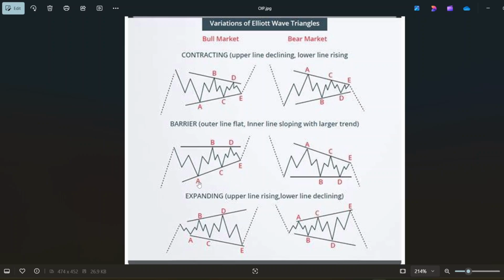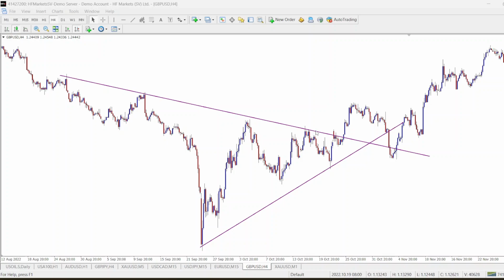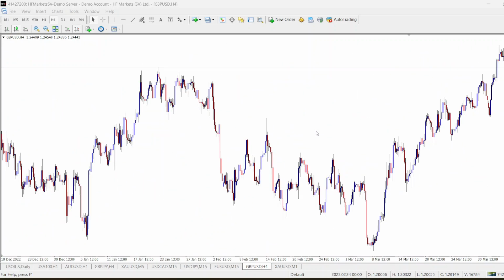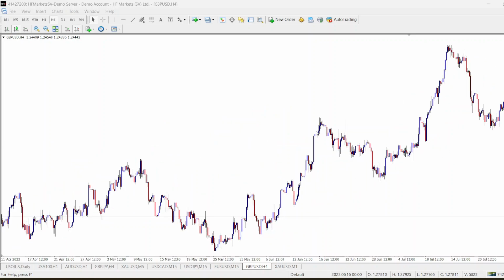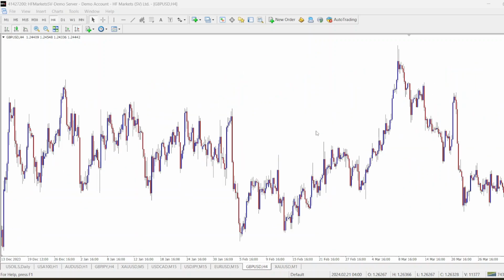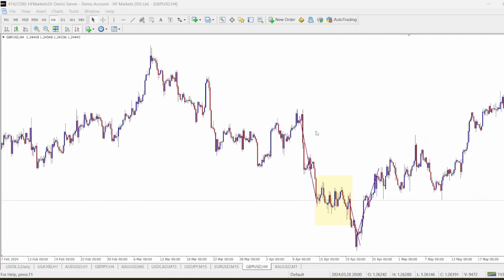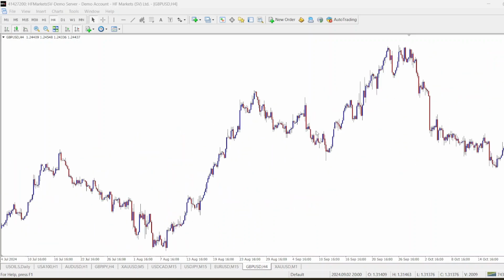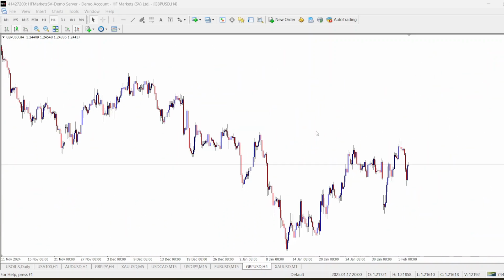Then the next triangle we're going to be talking about is the ascending triangle. In the ascending triangle pattern, you will see a flat top and an upward sloping bottom.